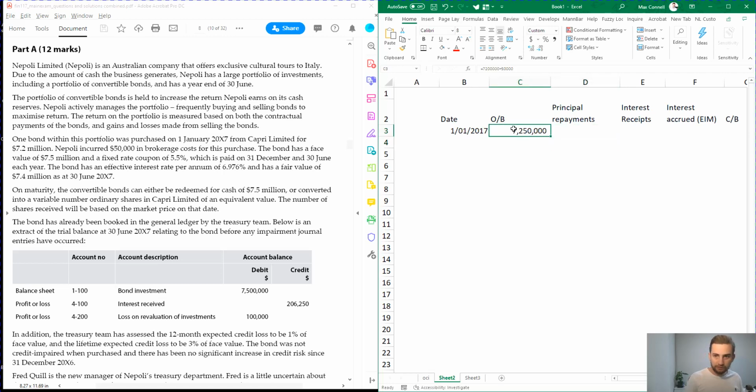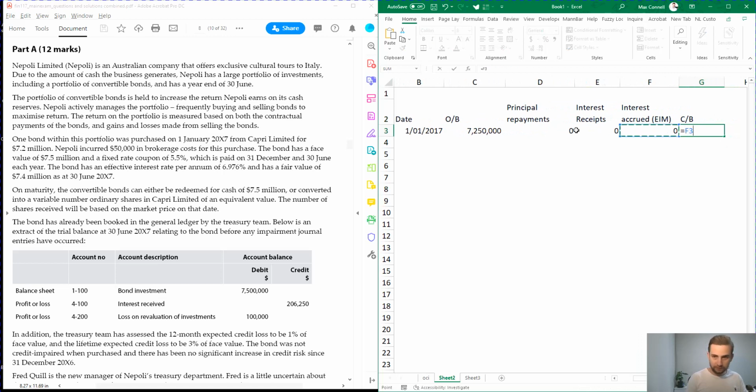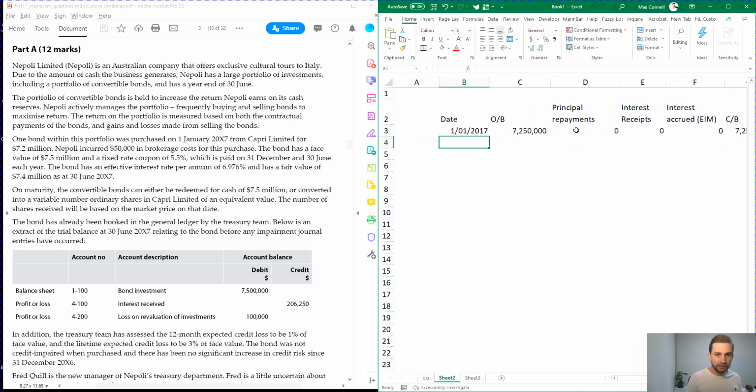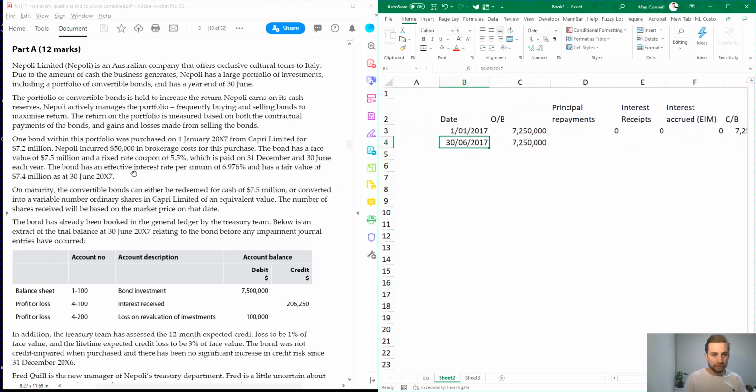Okay, so the next thing that we want to do is the principal repayments. At that point in time, there was none, there was no interest, and there was no interest accrued. So the closing balance is also this. Okay, the next thing we want to do is what was the journal at 30 June 2017? So we know that the opening balance should equal the last closing balance, and we know that there was no principal repayments on this. It's not applicable.